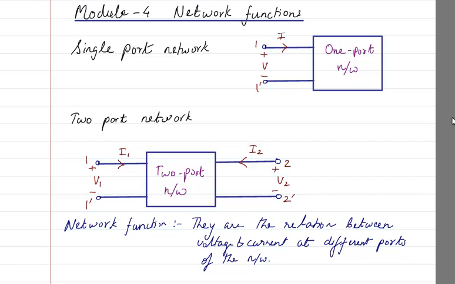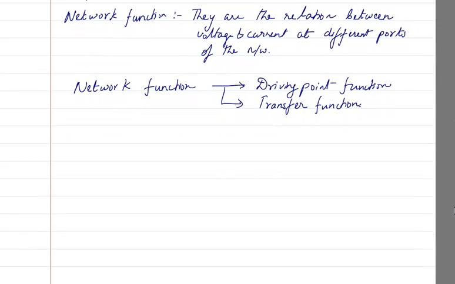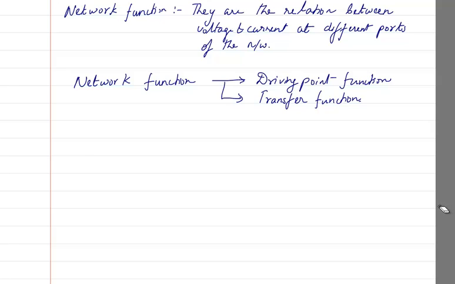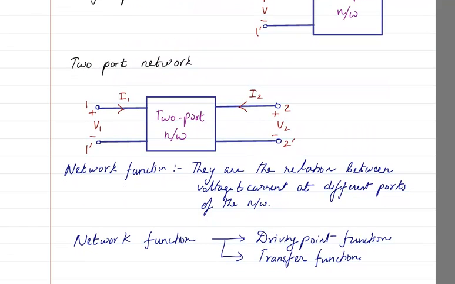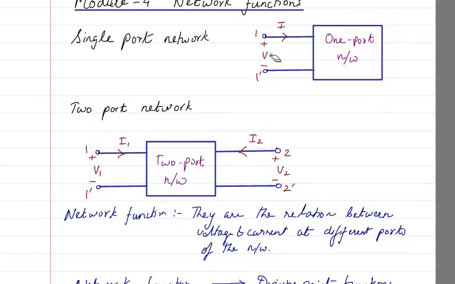So what is a single port network and what is a two port network, I have explained, and now we are going into the network functions, which are the driving point functions and transfer functions. So again, single port network is having only an input, there is no output. So single port networks are the end point of any complex circuit. Two port networks are networks which have an input port and an output port.